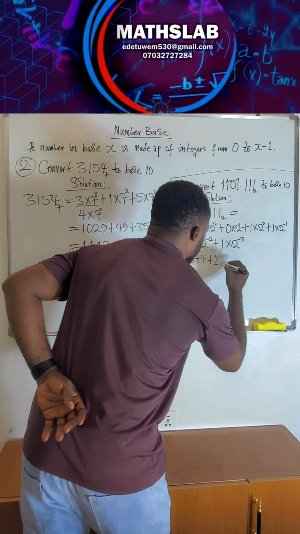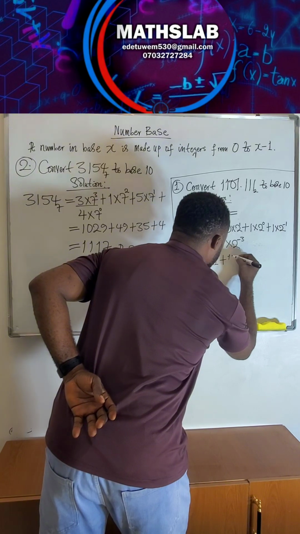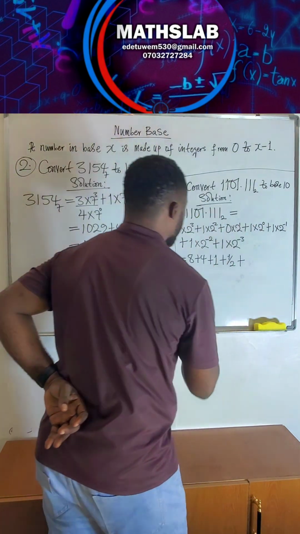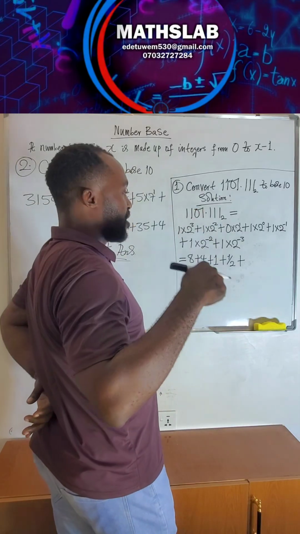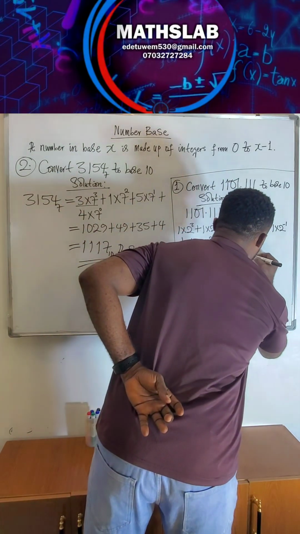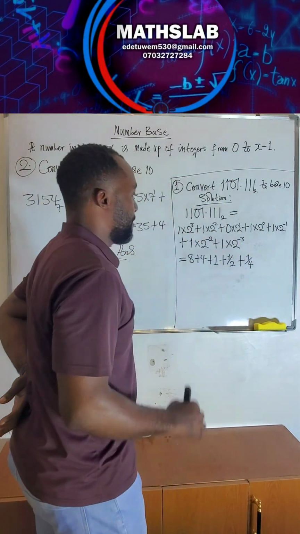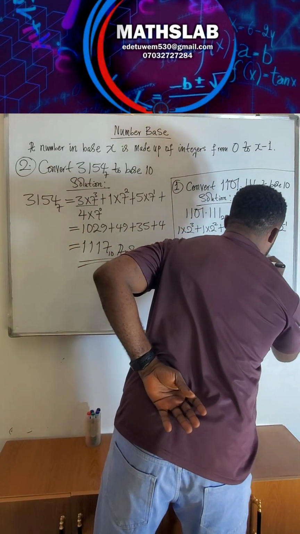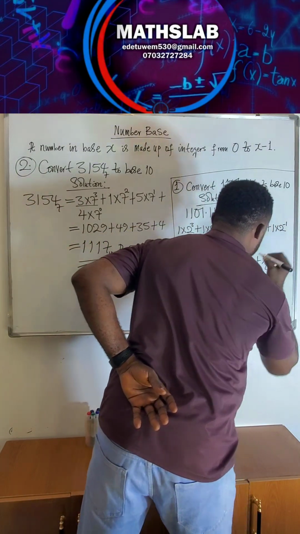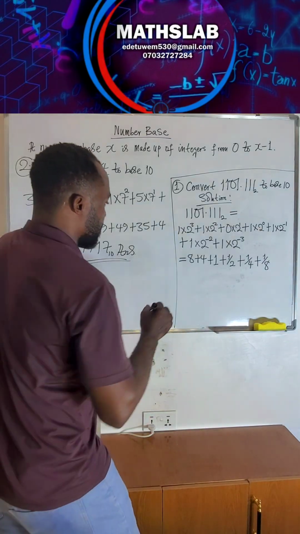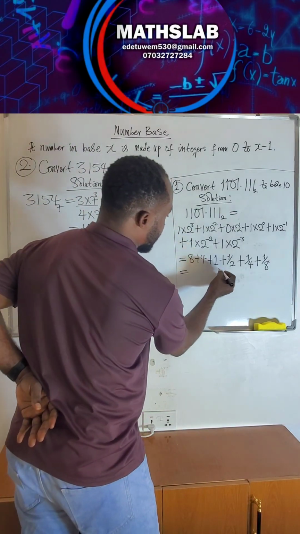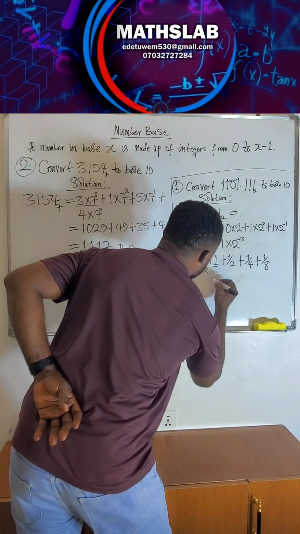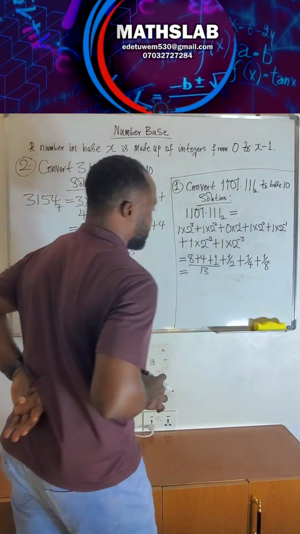So 2 raised to the power of minus 1 is the same thing as 1 over 2. Then plus 2 raised to the power of minus 2 is the same thing as 1 over 4. And then 2 raised to the power of minus 3 is the same thing as 1 over 8. Then if you add the integer part, which is this one, you are going to have 13. Plus the fractional part.